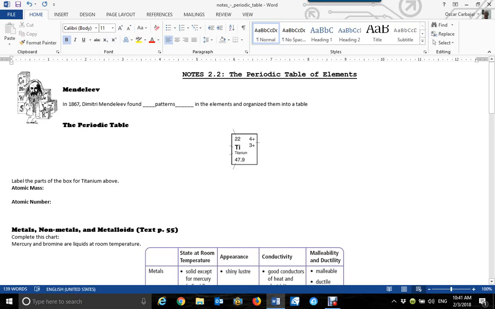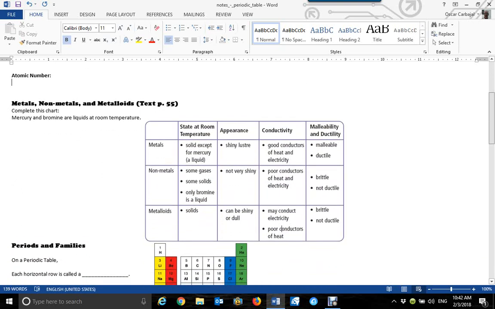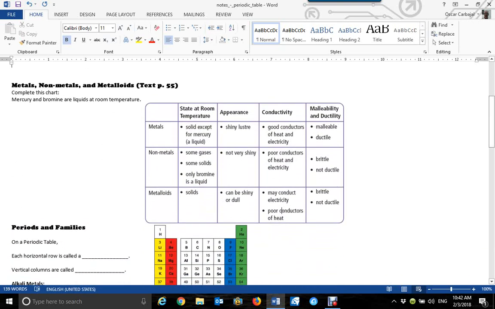Right up here, it's showing you what an element will look like on the periodic table and how to read it. Remember, the bottom number here is the atomic mass number. It's an average. Up top here, the number 22 is the number of protons. That's your atomic number. Sometimes it'll have your oxidation number on the top. Here are some features of metals, nonmetals, and metalloids. You have to remember that mercury and bromine are liquids at room temperature.